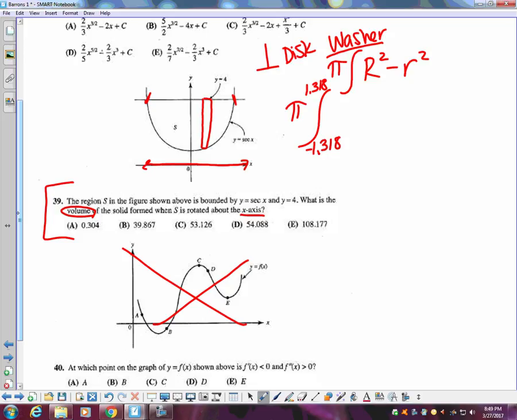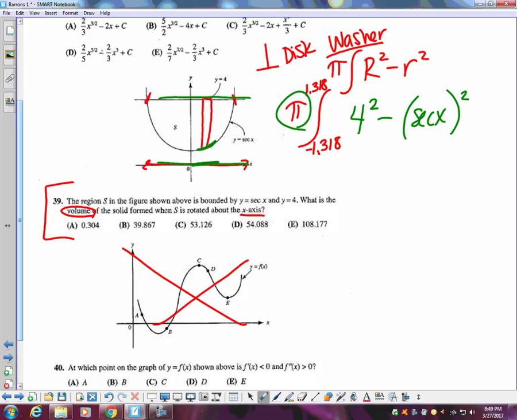Okay, so now big R. Big R is the outer edge of our donut or our washer. So I'm going from here to here. So that's going to be 4 minus 0, which is 4. So 4 squared minus, now I have to subtract out the hole. Well, the hole comes from here to here. So that's going to be secant x minus 0, squared. And then I'm just going to straight type this in. It's calculator active.